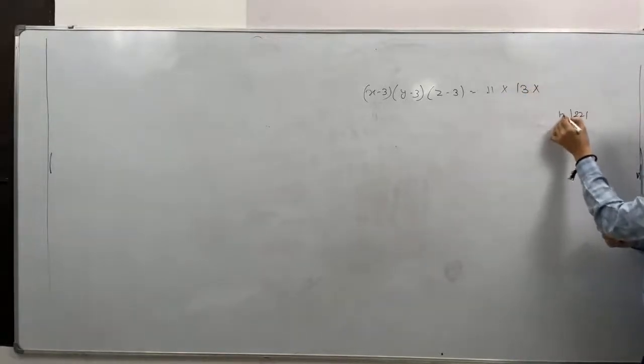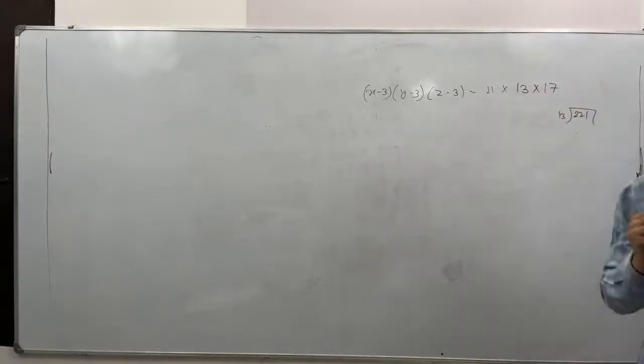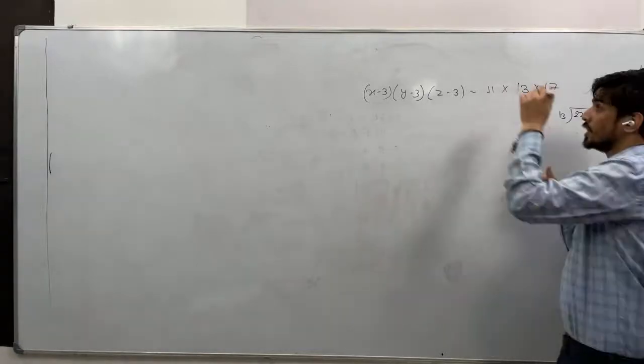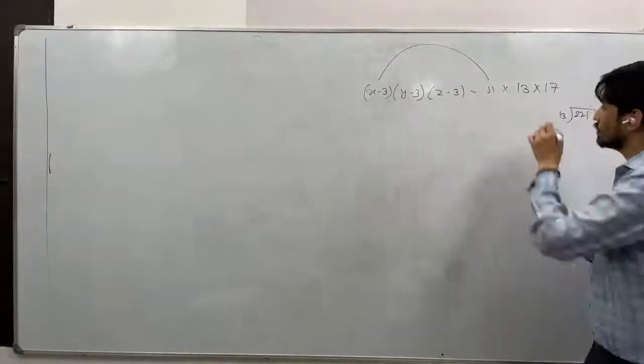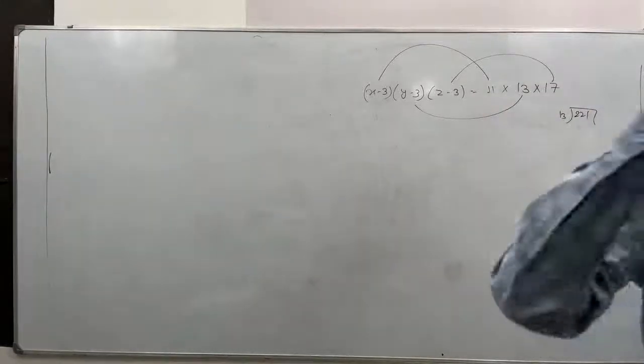221 is divisible by 13 and 17, right? You got all the prime numbers. Now only one possibility is there. If on the right hand side I'm getting 3 prime numbers, it means 11 will be equal to this first one, this one, or this one, because a prime number we can factor only in one way, right?